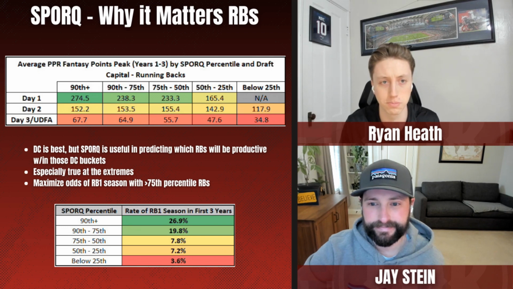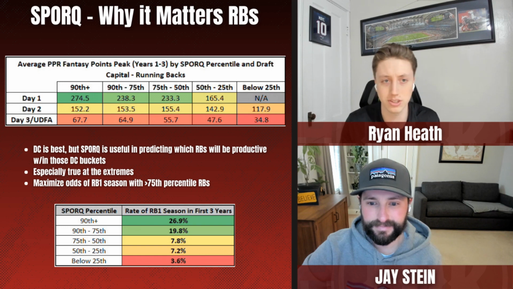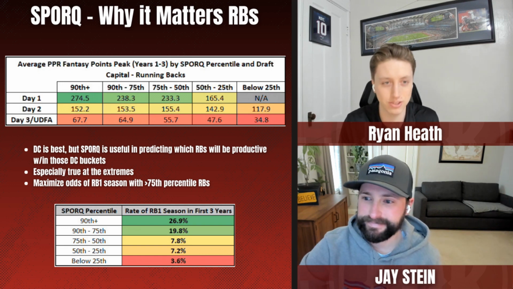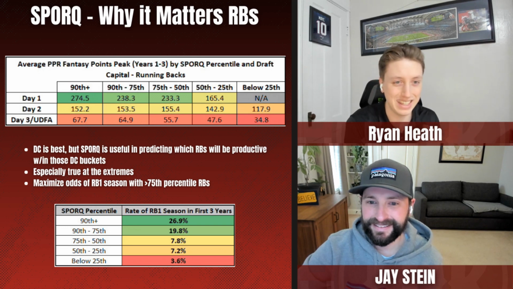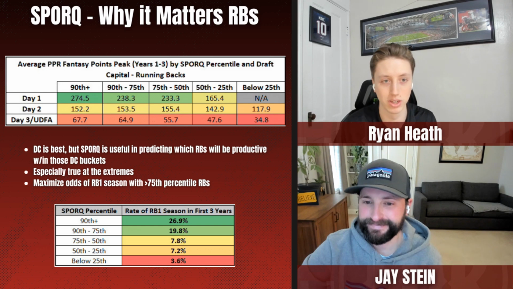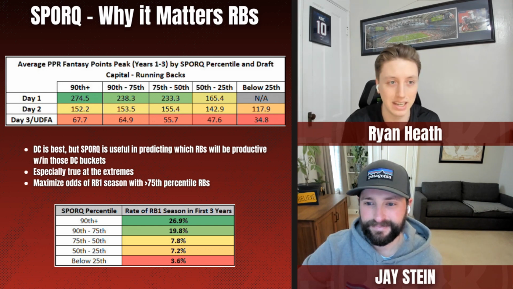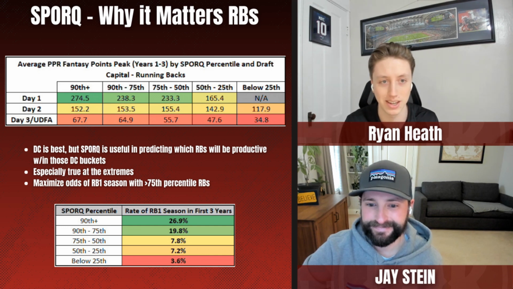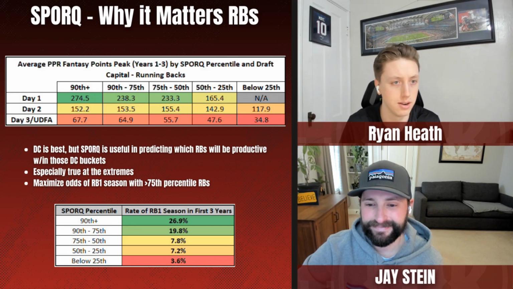So with Sporq for running backs in particular, it's important to remember that it is a linear scale from 0 to 100, but it's not evenly important throughout. It's really the polar extreme outlier ends. There's not that much difference between an 85th percentile Sporq and a 50th percentile in your expectation for them. It's all fairly similar. It's just those outlier guys you want to zero in on.